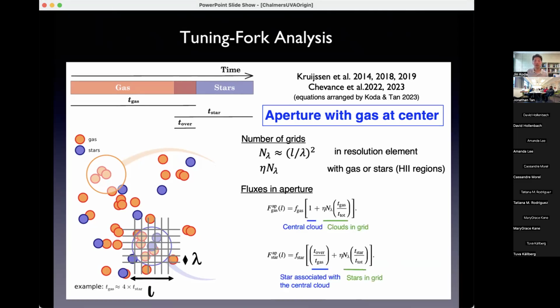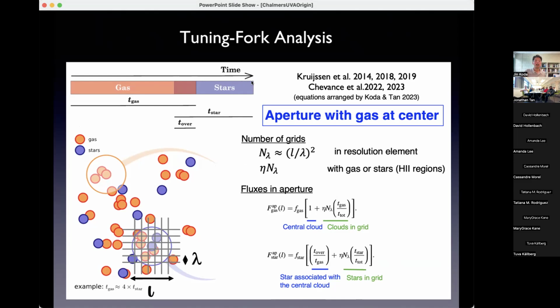Now, since we measure the flux, H alpha and CO flux within an aperture, we want to calculate the flux in CO or gas, or in H alpha or star formation. With this number of grids, the number of clouds in this cell is this value, which is the number of cells which have either gas or star formation, or stars, HII regions. And among that, the fraction of the cells which have gas, the probability, is T gas over T total. T total is from here to here. Do you see my cursor, by the way? Yes, we do. Okay, good.